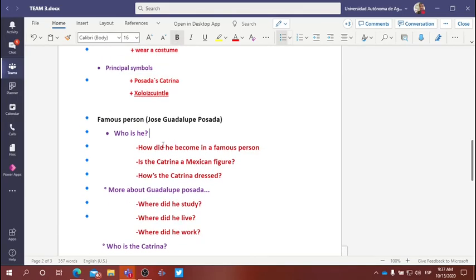So let's look under the famous person. So the famous person, all right, who is he? So instead of posing the question, who is he? Maybe you write out three things that he is labeled, right? Let's assume that maybe he was considered three different types of people based on what he accomplished. You could list those three things, right? You would list it in your outline, right?